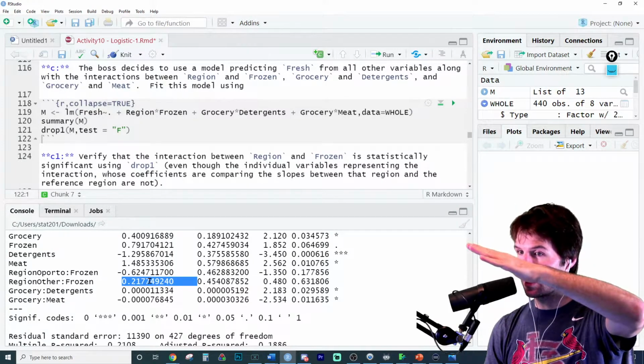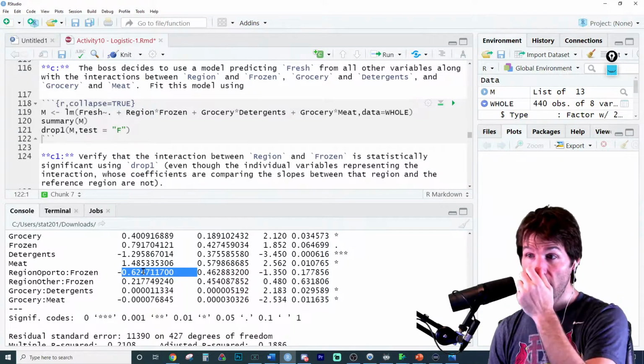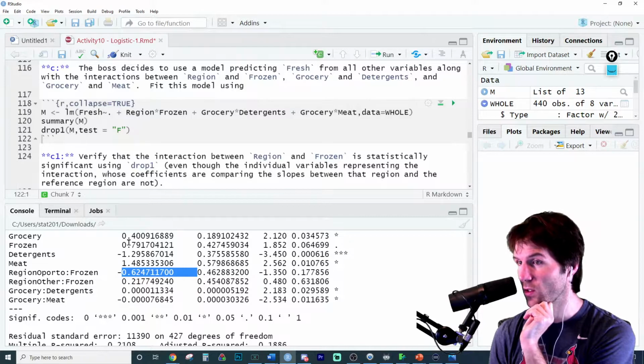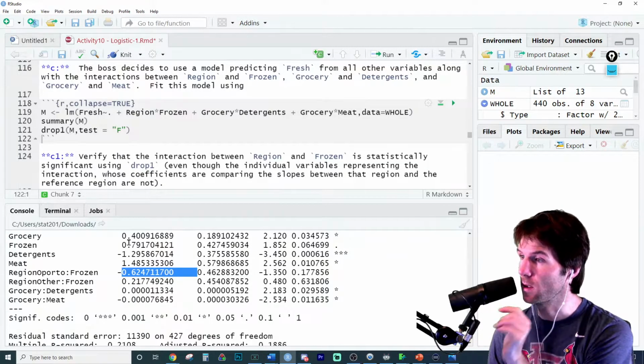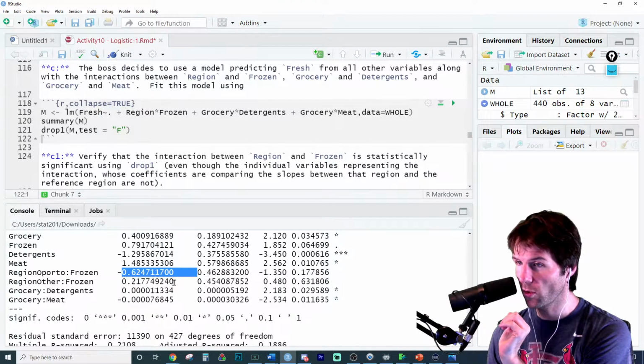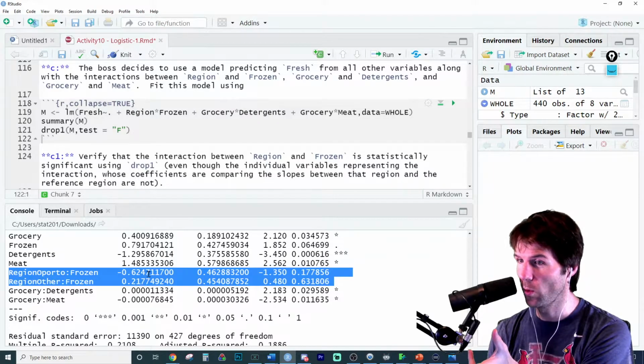Region Lisbon's going to have a slope like this. And region Oporto doesn't have a negative slope. That doesn't mean region Oporto has a negative slope. It means region Oporto's coefficient of frozen is this much less. So it's still going to be positive, actually. Still a positive relationship. It's just this much less than the original coefficient. These are how much the coefficient of frozen will change depending on the region you are in.